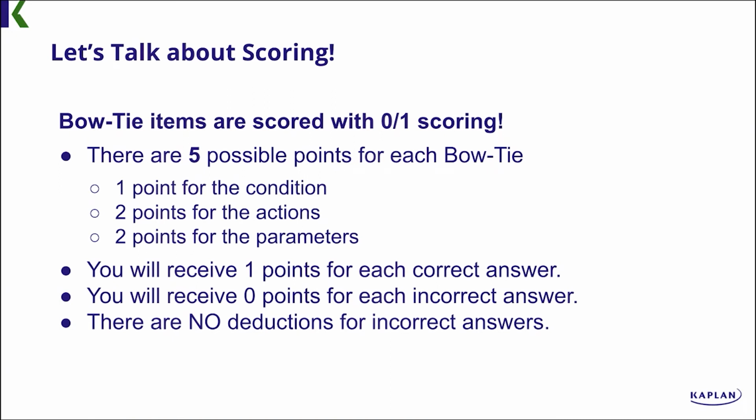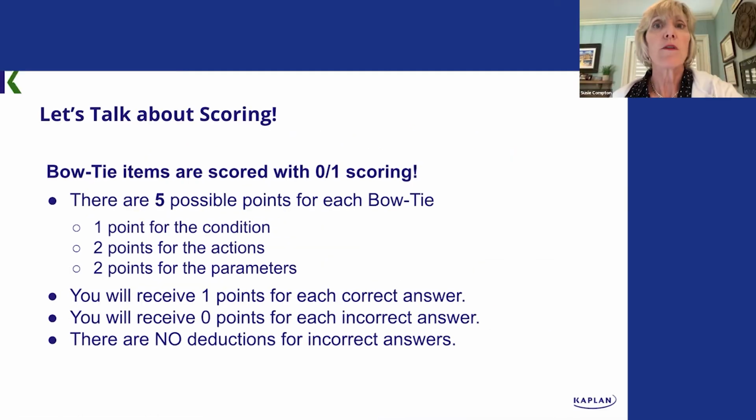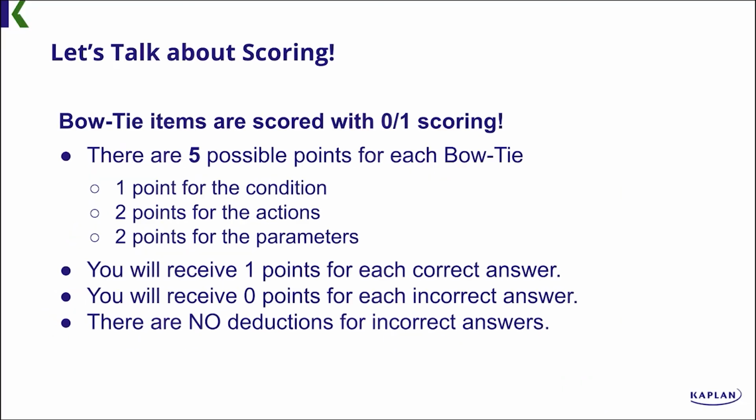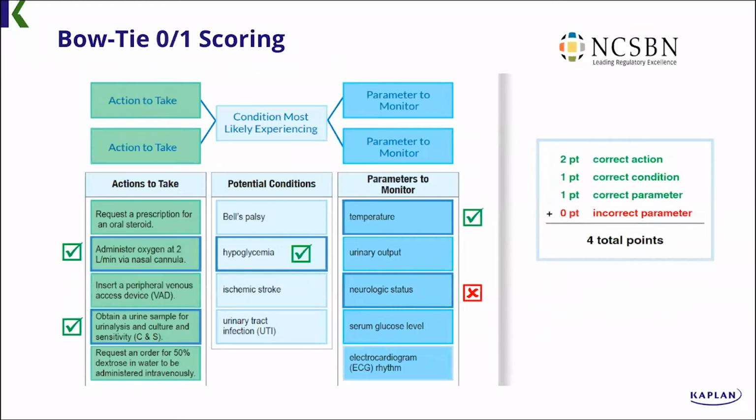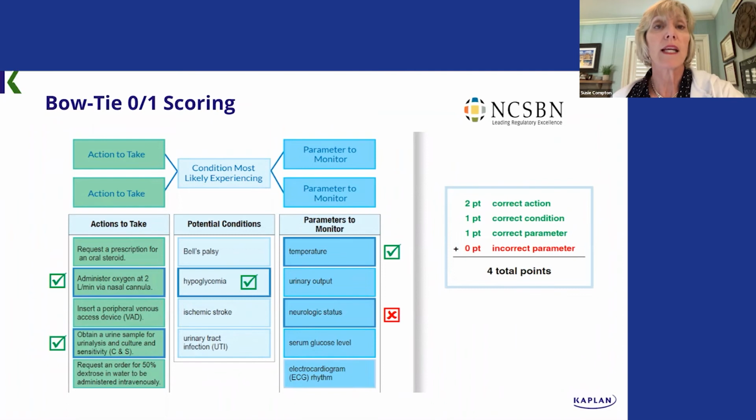Also, while taking the bow tie question, you can pull things in and out of the drag and drop list if you change your mind until you move on to the next question. You must fill out all 5 blanks in the bow tie or you will not be allowed to move on to the next question. Here is an example provided by the National Council of a bow tie item being scored with 0-1 scoring. See how each of the 3 sections is scored? Remember that a bow tie is like 3 drag and drops that form one question.